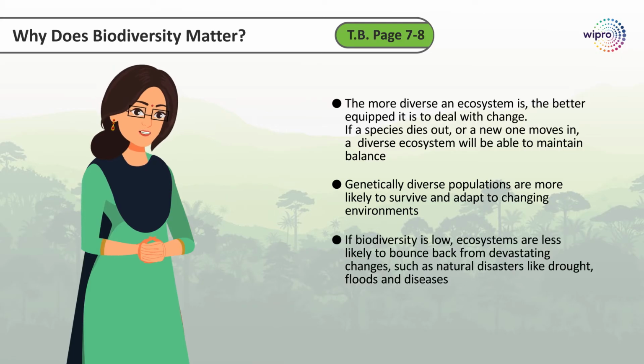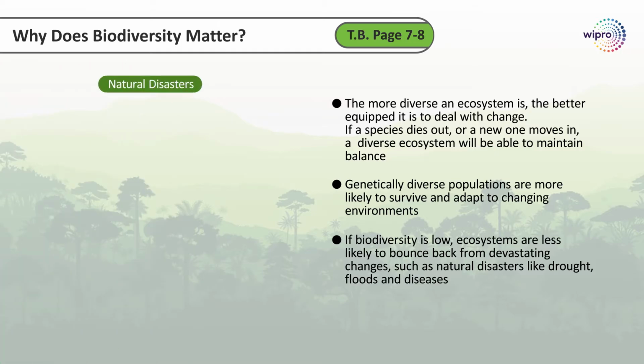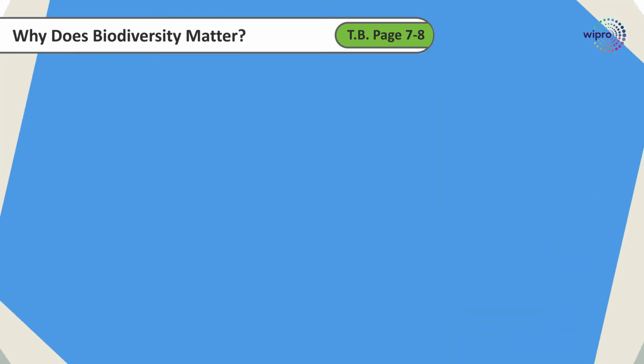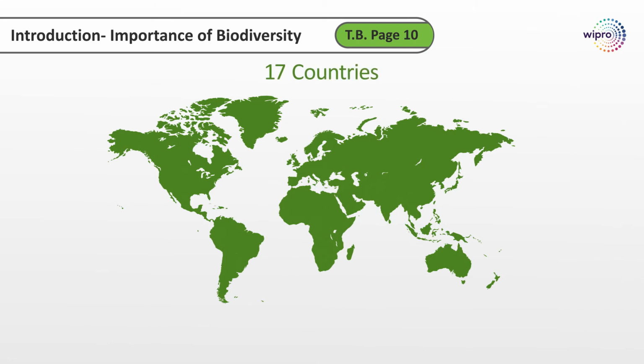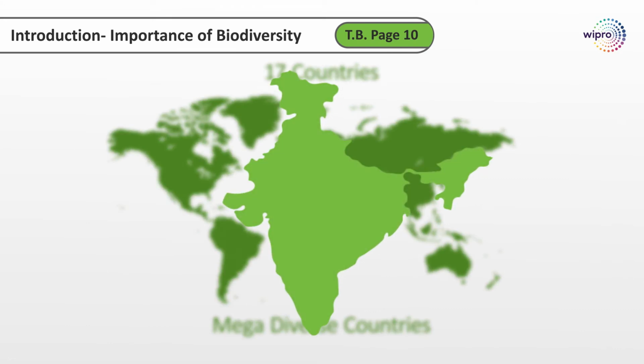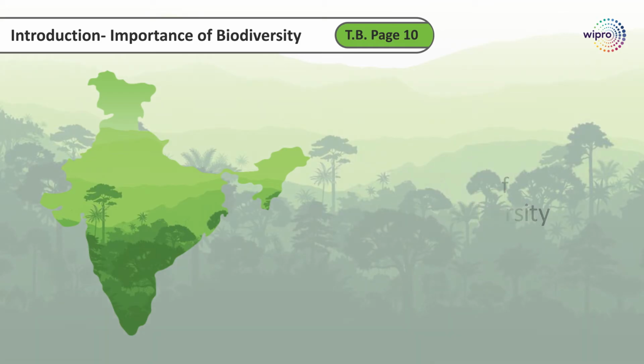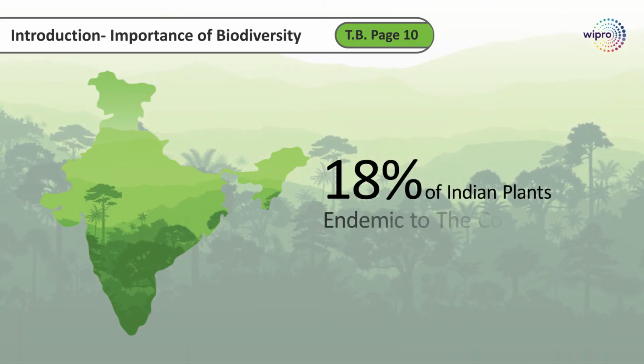If biodiversity is low, ecosystems are less likely to bounce back from devastating changes, such as natural disasters like drought, floods, and diseases. 17 countries have been identified as the world's mega diverse countries, and India is one of them. India is home to nearly 8% of the global biodiversity. It is estimated that 18% of Indian plants are endemic to the country and found nowhere else in the world.